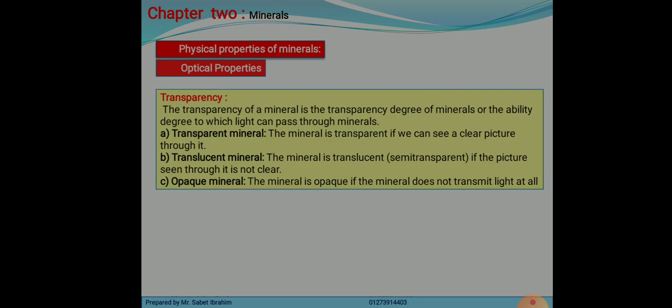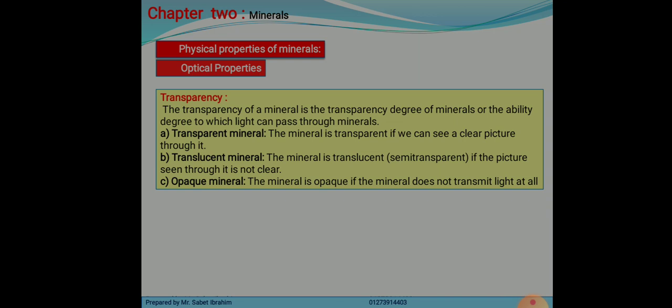And now another property is transparency. Transparency of a mineral is the degree of the ability of light to pass through the mineral. So how much light passes through a mineral, this is transparency. According to the amount of light that passes through a mineral, we have three types of transparency.